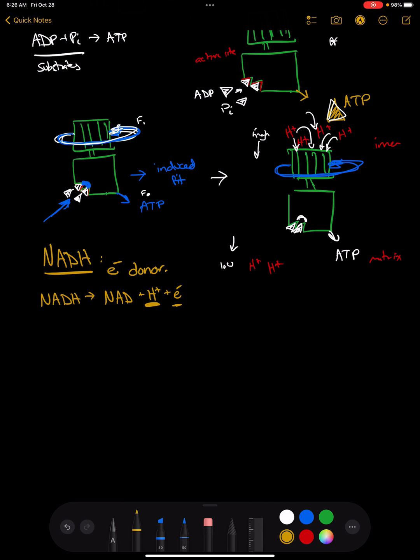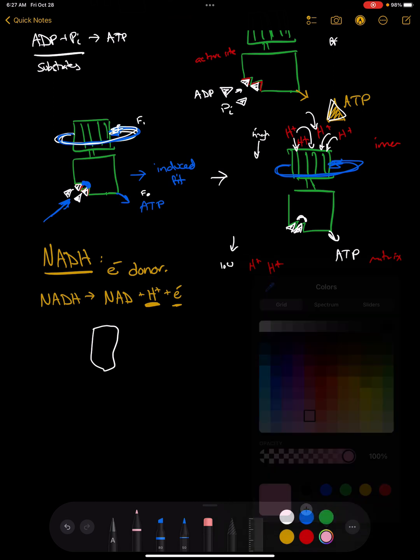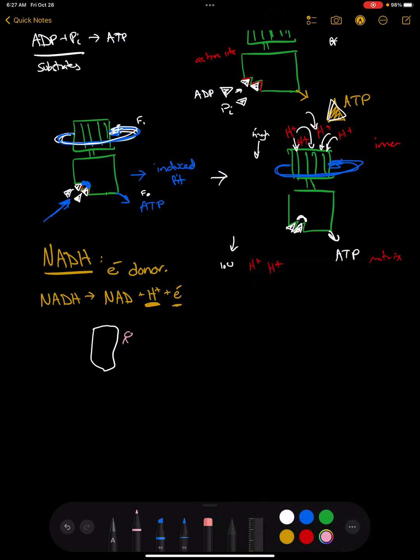And so how that works is, let's draw another picture. So here's going to be a protein complex, right? And then, of course, I'm going to have some, here, let's just do some nice pink. So here's some phospholipids. And then here's my ATP synthase.